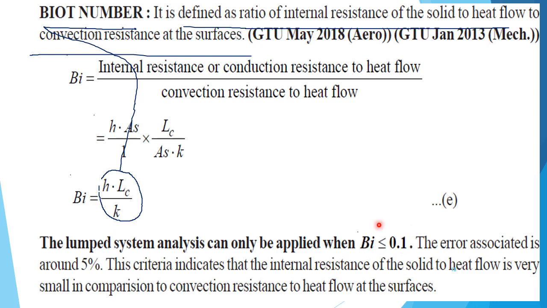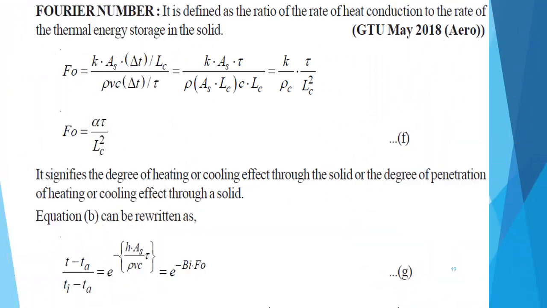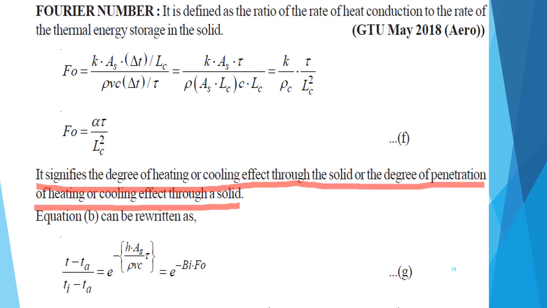And when the Biot number value is less than 0.1, then and only then we can go for lumped capacity analysis. The previous one was the Biot number. The second one which we had discussed, alpha tau divided by Lc square, is nothing but the Fourier number, and the Fourier number is defined as the ratio of the rate of heat conduction to the rate of thermal energy stored in the solid. What is the importance of this Fourier number? It is a very important thing. It signifies the degree of heating or cooling effect through the solid, or the degree of penetration of heating or cooling effect through a solid.